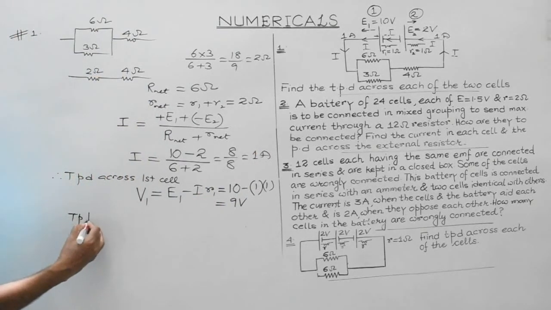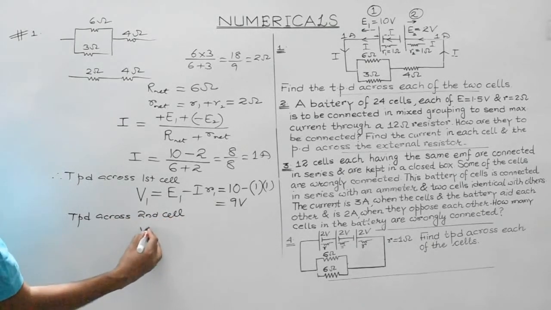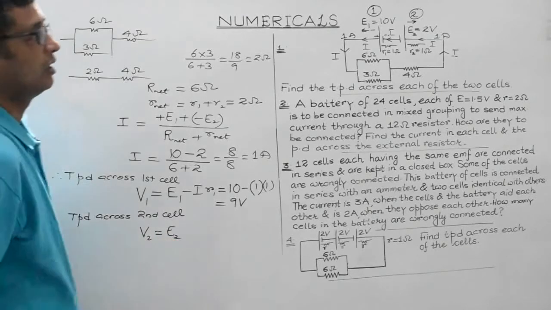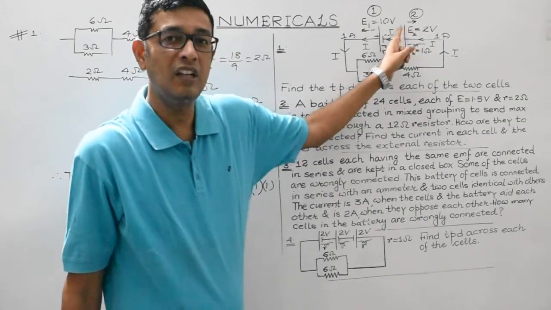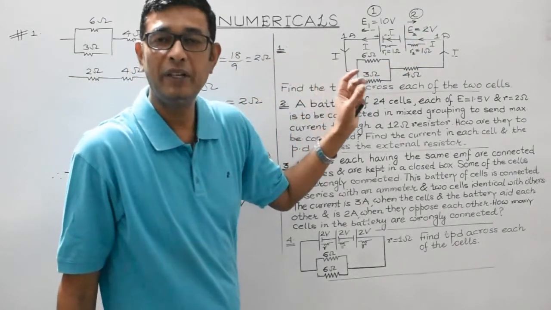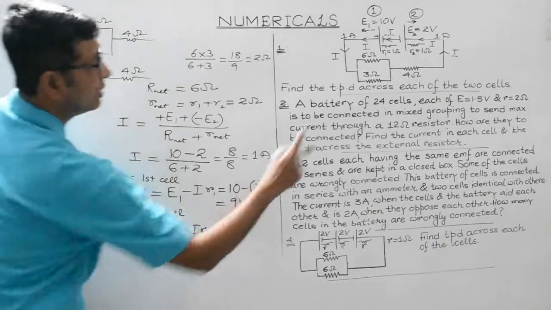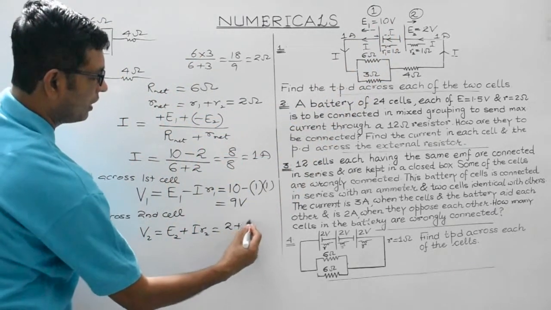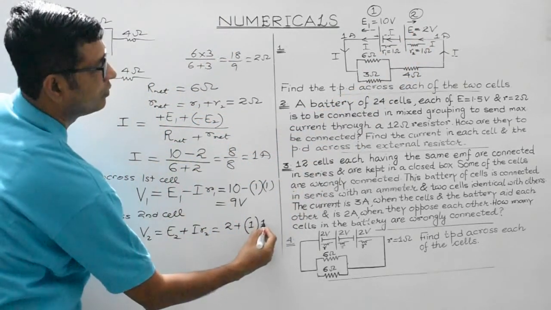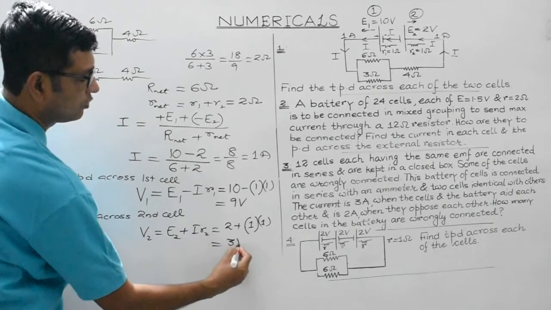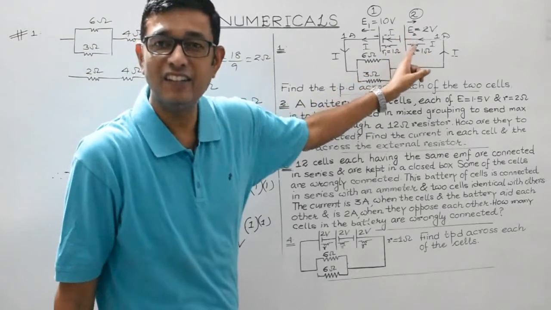Now TPD across the second cell will be given by V2 is equal to E2. Now look, here it is a case of charging. Actually the current is entering the positive terminal and it is leaving the negative terminal. So I will be replaced by minus I. So here what you get is plus IR. So EMF of this cell is 2, plus current flowing through the cell is 1 and internal resistance of this cell is 1 ohm. Isn't it? So what do you get? It is 3 volt. So look, over here the TPD across the second cell is greater than that of its EMF.